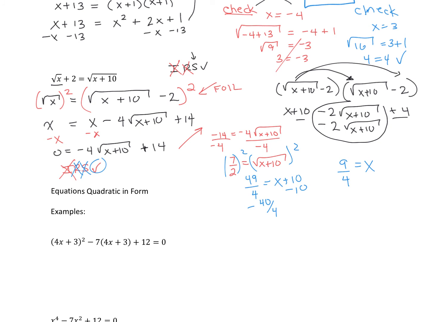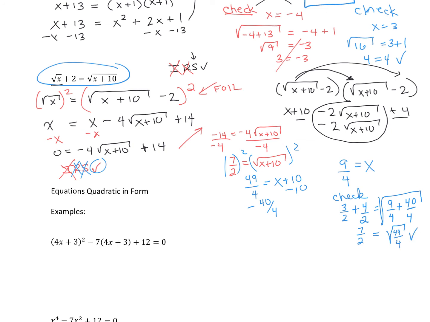So I'm going to do the square root of 9/4. I'm going back to my original. The square root of 9/4 is 3/2 plus 2, which I'm going to write as 4/2, equals 9/4 plus 10, which I'm going to write as 40/4. Of course, this is in the square root. So we have 7/2 is the square root of 49/4, which is true. So this is a good solution.